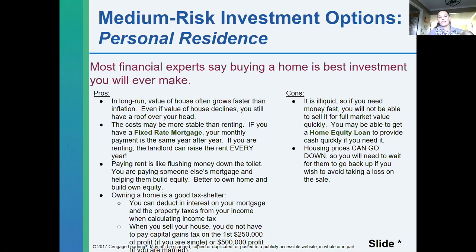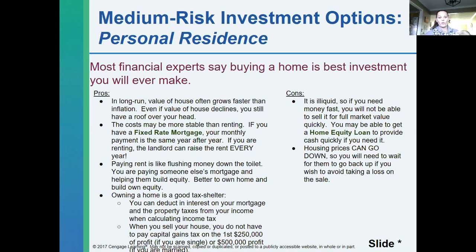The pros: in the long run, often the value of your home is growing greater than inflation. And if the value of your house declines, you still have somewhere to live. The cost may be more stable than renting. You will typically have a fixed mortgage rate now, which means your interest rate isn't changing and your payments are going to be the same every year, whereas if you rent a home, your landlord can raise the rates. There used to be home loans with variable rates, but those typically don't exist anymore after a lot of people had their homes foreclosed on in 2008, 2009. They went to fixed rate mortgages. And then paying rent, some people say it's like flushing money down the toilet because you're paying someone else's mortgage.